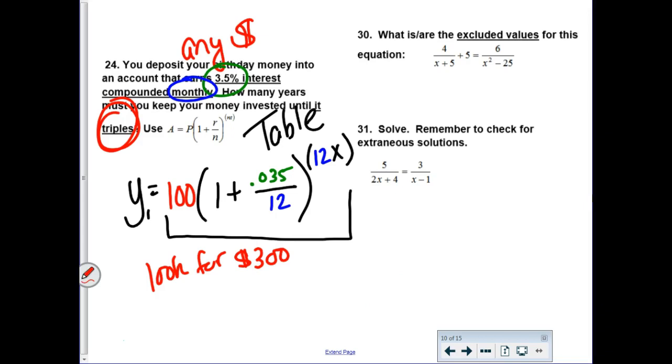Okay, so over to question number 30. We are supposed to be defining the excluded values. So remember, they don't actually want you to do much work here, guys. Just tell me what x cannot equal. And in order to figure that out, you just kindly look at your denominators.